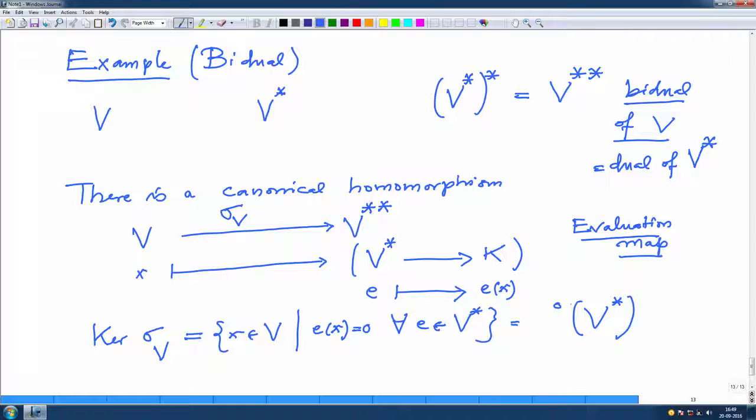But what is this? This is definitely 0, because given any vector space, given any x, if x were non-zero, we can always find a linear form which is non-zero on x by extending x to a basis and mapping x to 1 and everybody else to 0. So definitely this is 0. So therefore the first consequence is sigma v is injective, because its kernel is 0.